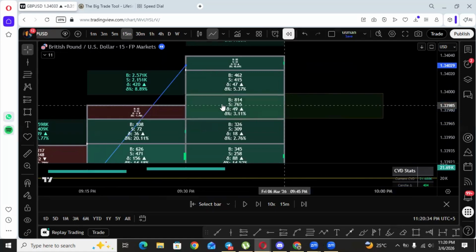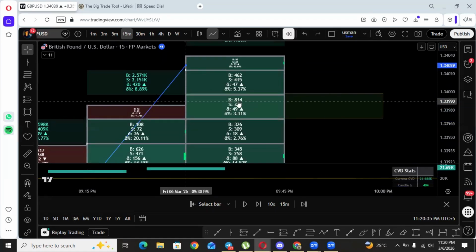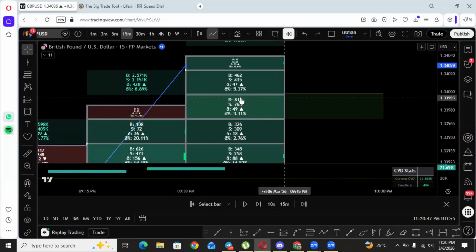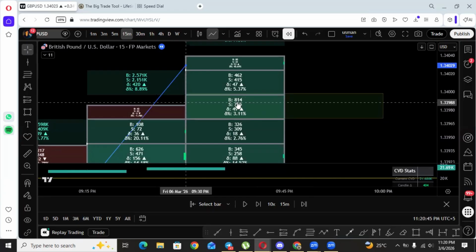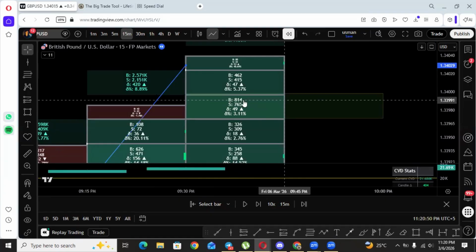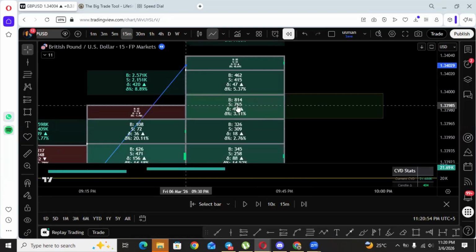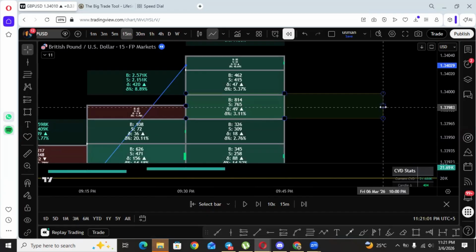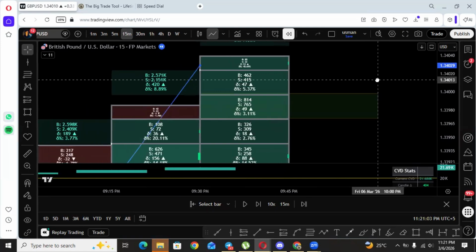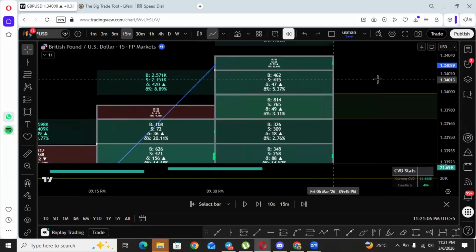what you can see, B means buying, S means selling. How much buying happened at this point? Maybe there were 814 contracts that were bought at this point, and there were 765 contracts that were sold at this point. So buyers bought from the sellers at a certain price level.